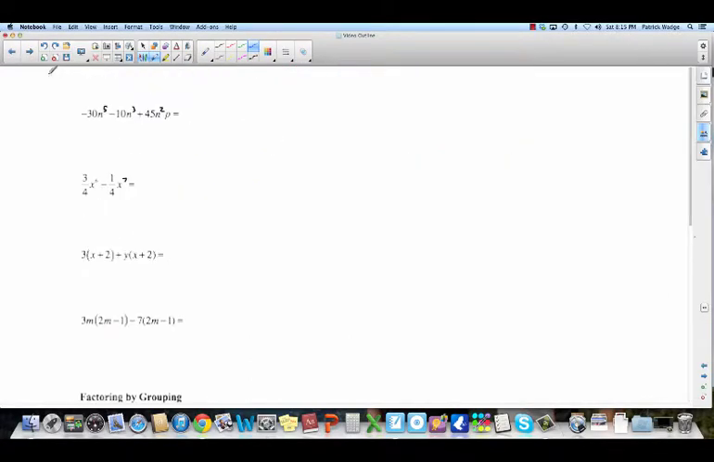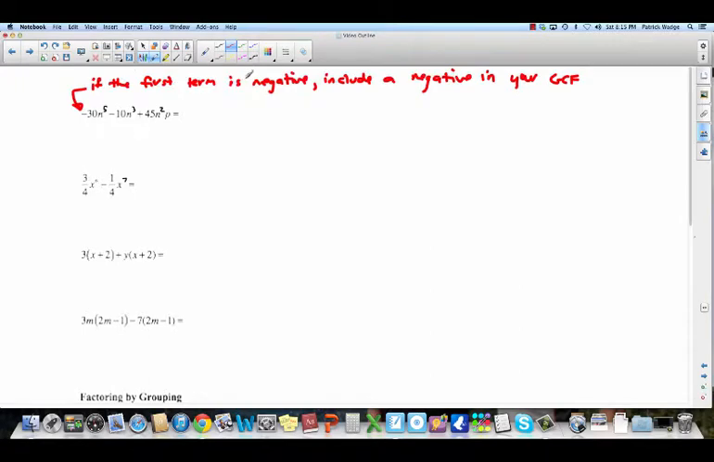Okay, over the page. Now, the point I'm trying to make here is, oftentimes, after you've taken out a greatest common factor, there'll be more factoring to do after that. And in order to make that later factoring easier, another rule for you is, if the first term is negative, include a negative in your GCF. Okay, just if the first one's negative. So that's the case here. Our leading coefficient, the first coefficient, is negative. So when we get our GCF, our greatest common factor, we're going to include negative.